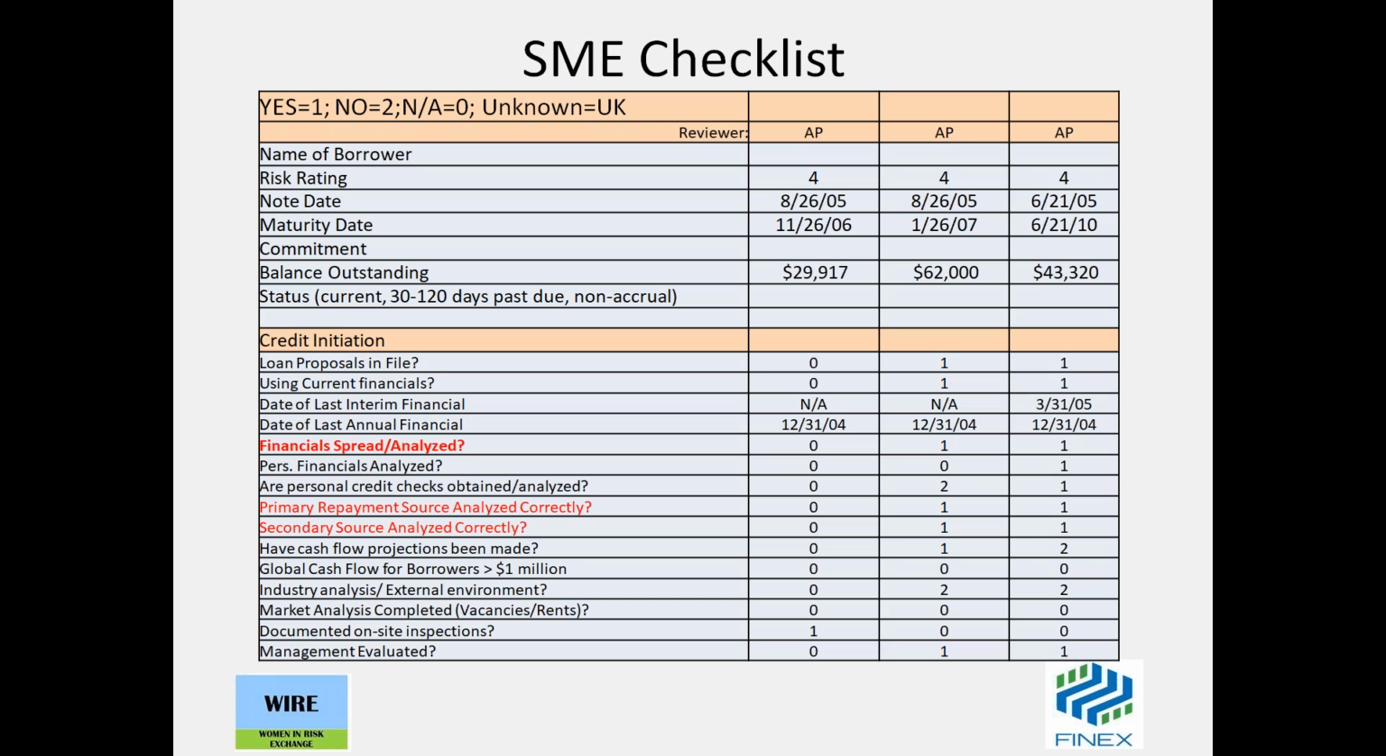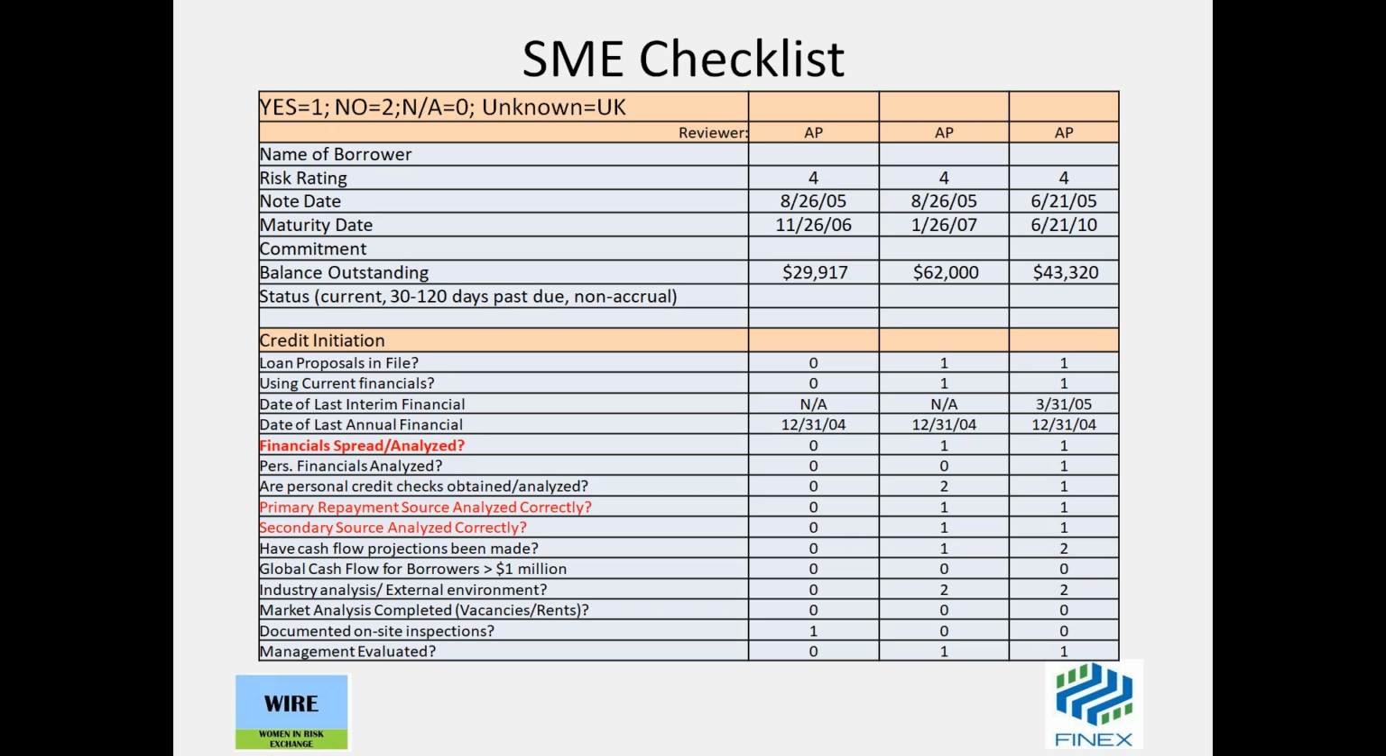This is an example of an SME checklist that actually was used, I think, about 10 years ago, if I remember. This is a specific loan portfolio I remember well. As you can see, each column is a different loan, and I have shown you the section called credit initiation. Somebody would go in, look at the loans, and answer all these questions for the individual loans.